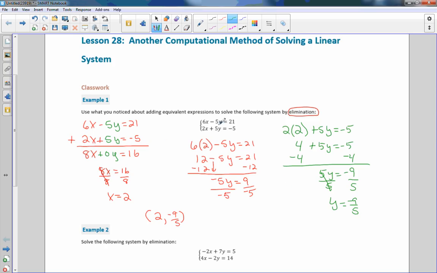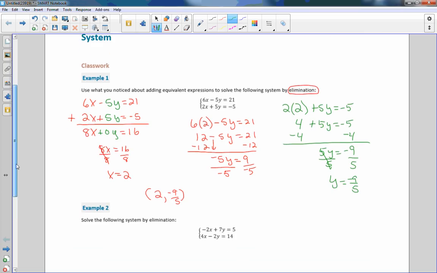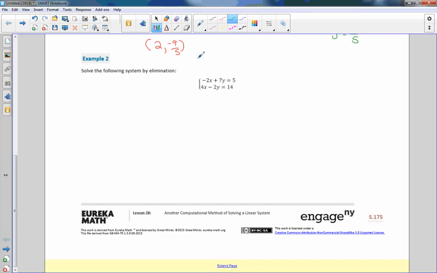So I did that to show you that the x value we find when we eliminate makes both equations true, or we find the same y that will make the equations true. Then it's only necessary to substitute the x into one of the equations and not both. Okay, so here's example 2. Solve the following systems by elimination.